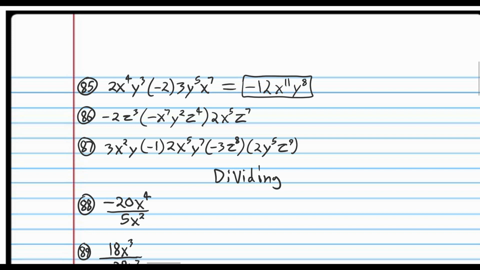So if you got that answer, good job. Why don't you try number 86, and when you come back, we'll do it together. All right, we're back. Now this is a negative 1, so that's going to change the sign. So negative 2 times negative 1 is positive 2. Positive 2 times 2 is 4.